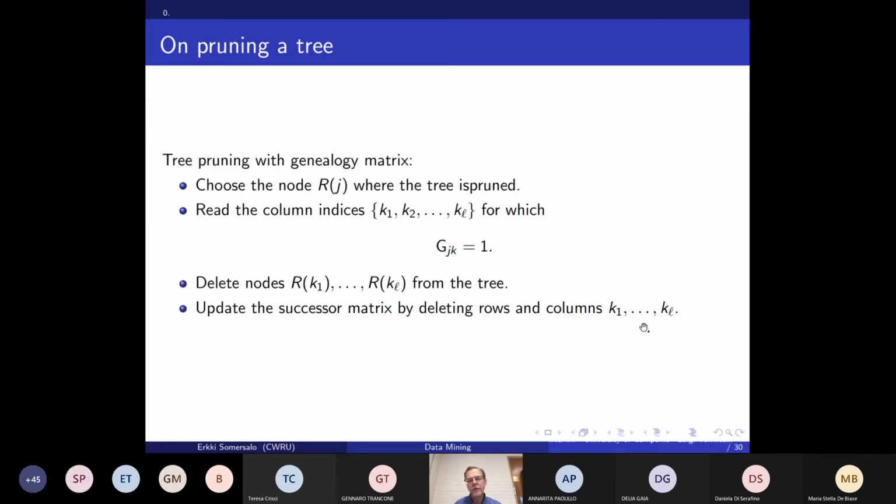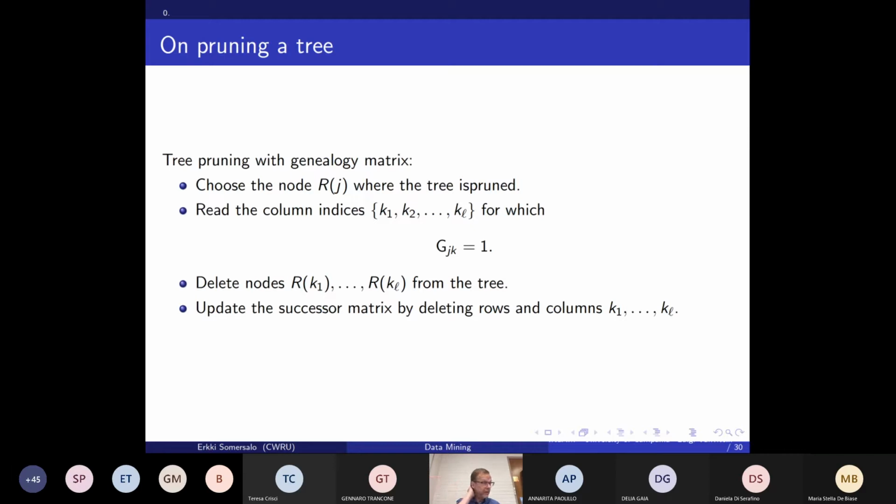And of course, the columns need to be taken out because you cannot reach those nodes any longer. So there is a very clear logic why the successor matrix is updated simply by deleting the rows and columns that correspond to the nodes that you just removed. And so this genealogy matrix makes the pruning rather simple. It is still a little bit of a bookkeeping problem.